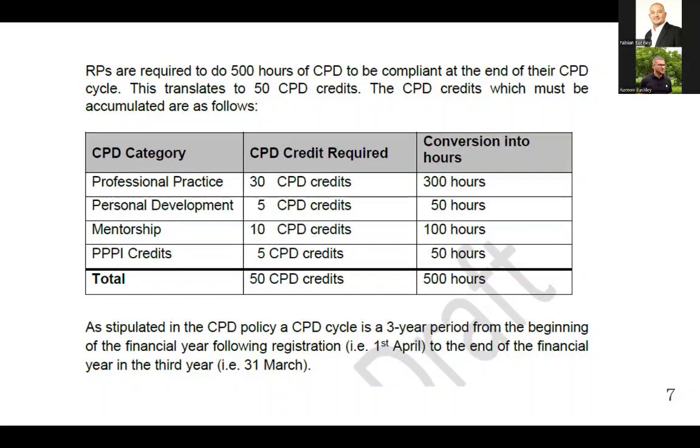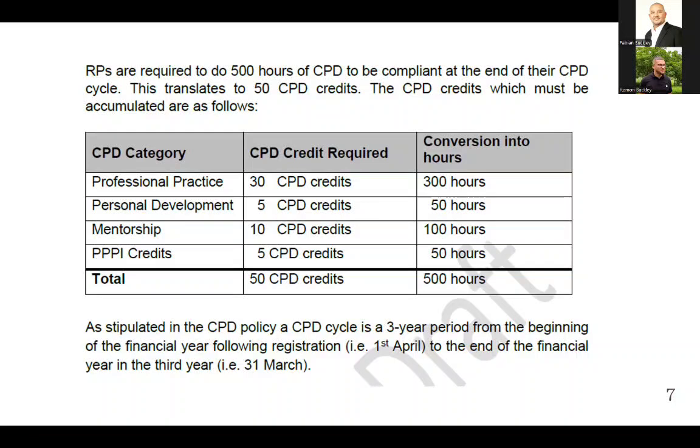Then you've got the third category, which is mentorship. This covers 10 CPD credits or 100 hours. And then the last one is the PPPI credits, which is 5 CPD credits and 50 hours, totaling 50 CPD credits and 500 CPD hours.